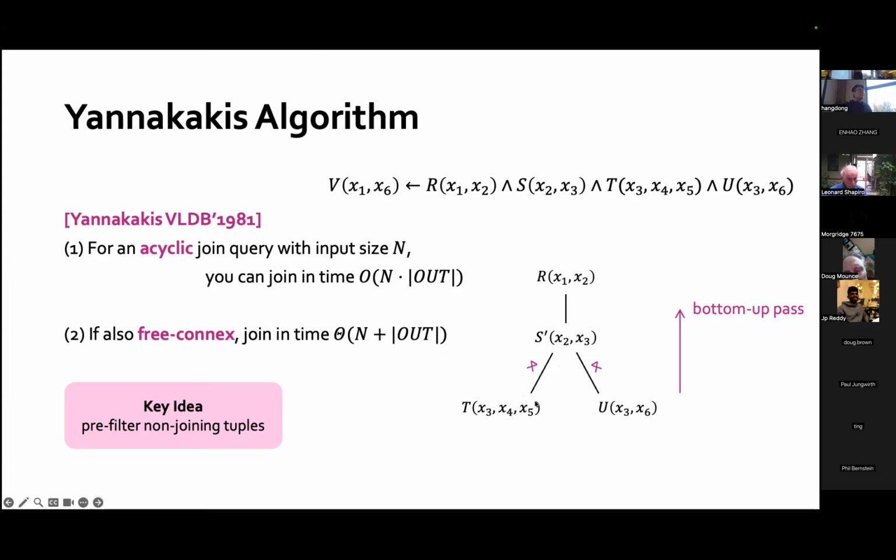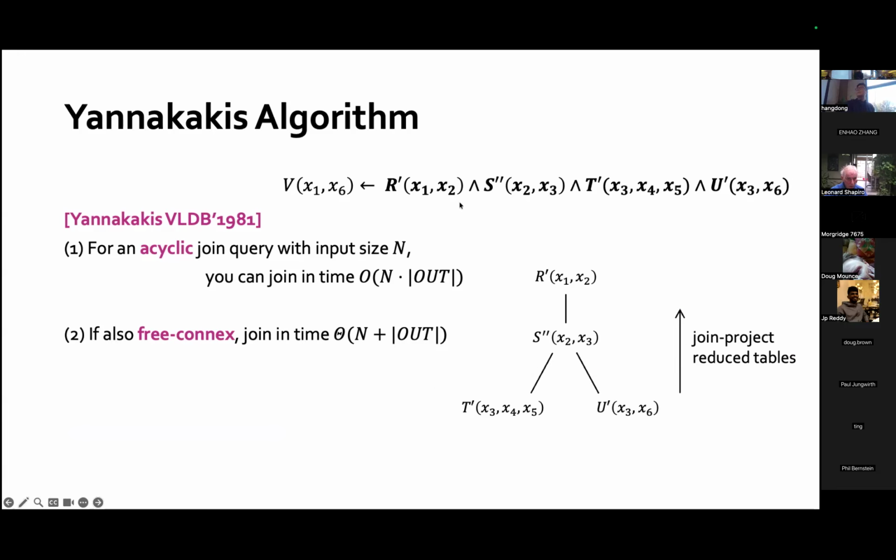So Yannakakis has multiple passes of semi-joins. The first phase is a bottom-up pass of semi-joins, meaning you lay out your tree in some way, let's say rooted at R, and then you pass the semi-join from leaf to parent to reduce this S table to become S prime. Then you keep going and reduce R prime by using S prime. This is the end of the bottom-up pass. Then you go top-down, in the reverse direction, and repeat this until you hit the leaves. After this, you get a bunch of reduced tables. And then you just join these reduced tables, for example in a bottom-up manner.